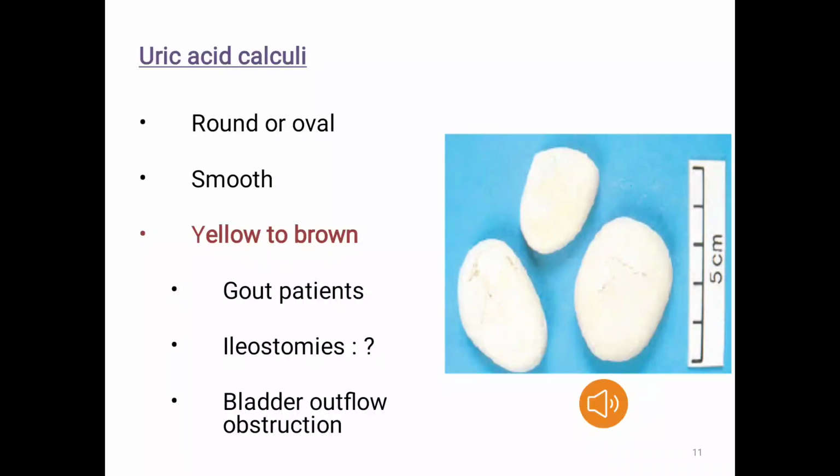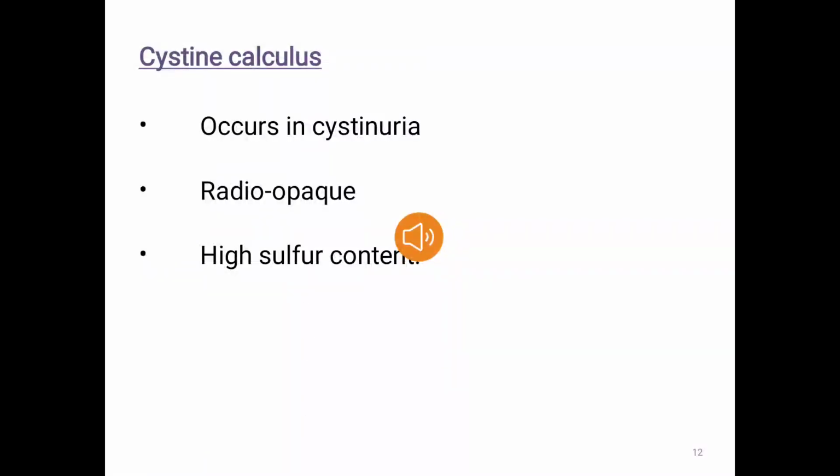Why are uric acid stones seen in ileostomies? This is due to loss of bicarbonate in the ileostomy effluent, which leads to formation of acidic urine. Along with this, there is a large amount of fluid loss from the ileostomy. This low urine volume decreases the solubility of uric acid, which leads to crystallization and stone formation. Cystine stones occur in cystinuria. They contain high sulfur, so they are radiopaque.